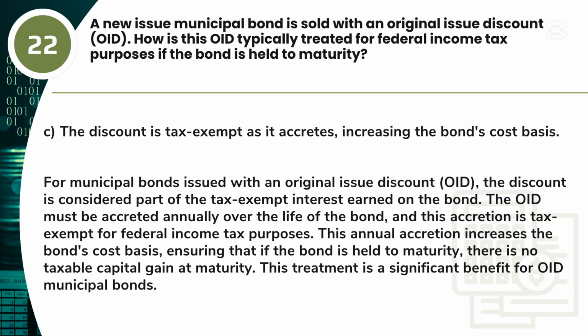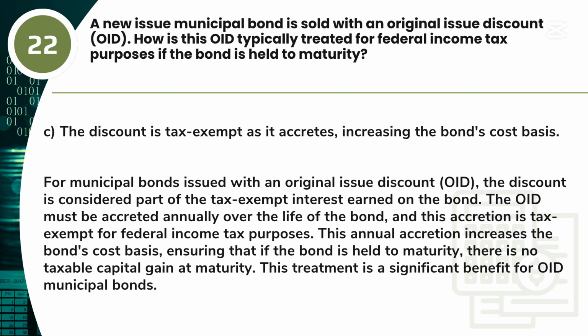Answer: C. The discount is tax-exempt as it accretes, increasing the bond's cost basis. For municipal bonds issued with an original issue discount, OID, the discount is considered part of the tax-exempt interest earned on the bond. The OID must be accreted annually over the life of the bond, and this accretion is tax-exempt for federal income tax purposes.